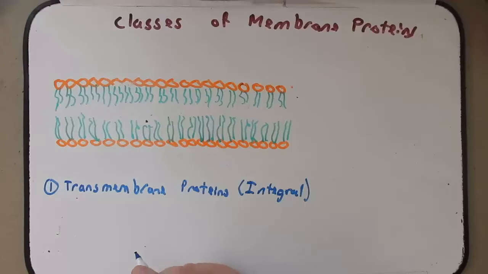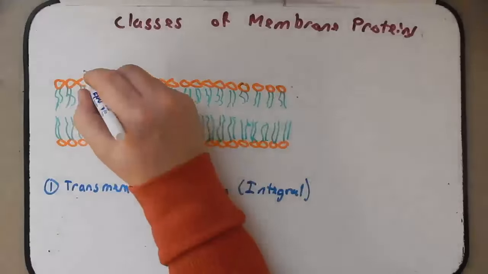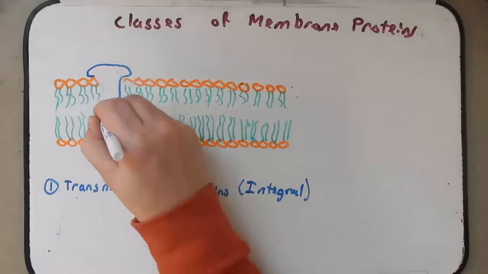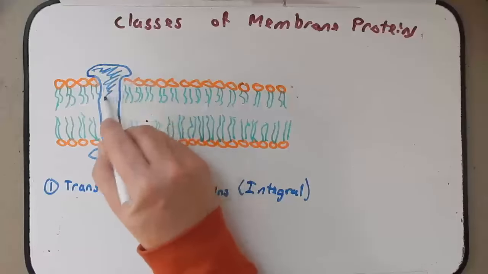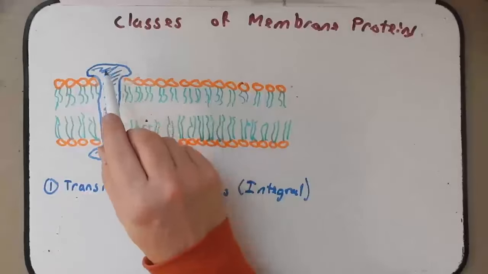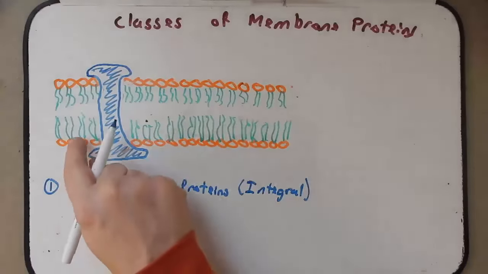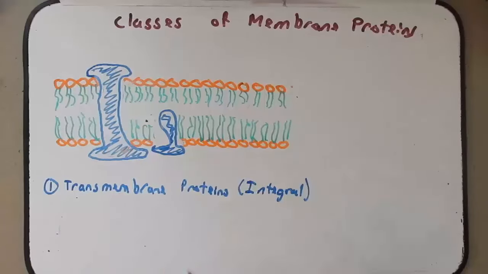Transmembrane proteins are proteins that can span the membrane. And we'll talk about the unique features of a protein that spans a membrane in a little bit. But essentially what we see here is a membrane protein that goes from one side of the cell to the other side of the cell. Sometimes a membrane protein might only partially go through the membrane.